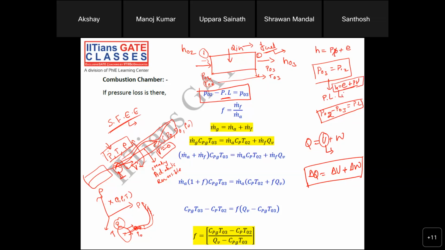If I look at this particular form of energy, that is nothing but internal energy plus flow work. The delta W, whatever I'm saying, is flow work. No shaft work, just the flow work I'm talking about here. So H02 and H03 have to be balanced as part of the conservation of energy.